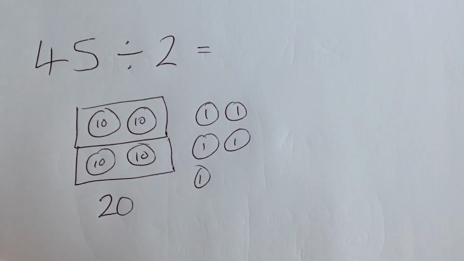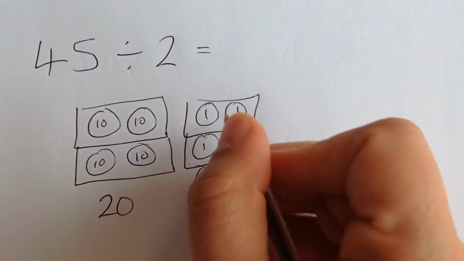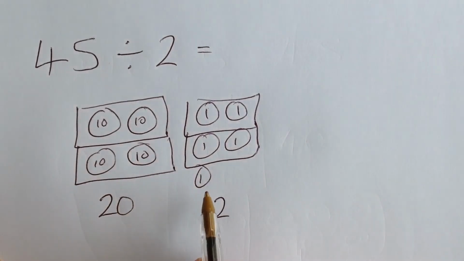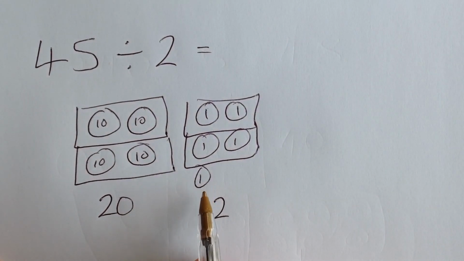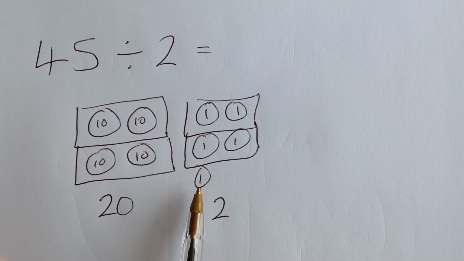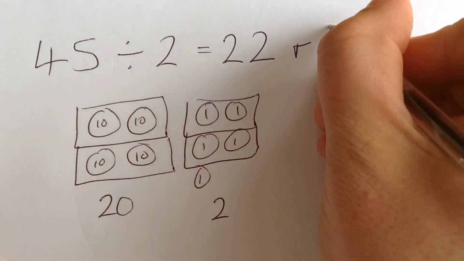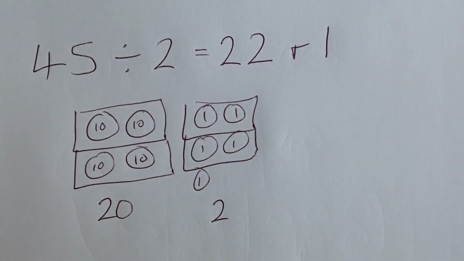Can I group my ones into 2s? Yeah, I've got a 2 there and I've got a 2 there. So that's 2. But I've got this little person here that is on his own. He can't be paired up. So this is my remainder. So I've got 20 plus 2 with a remainder of 1. So I've got 22... And I'll put an R in for my remainder, a remainder of 1.